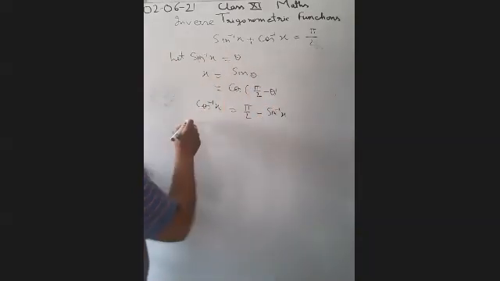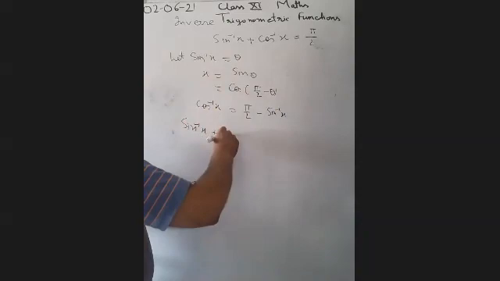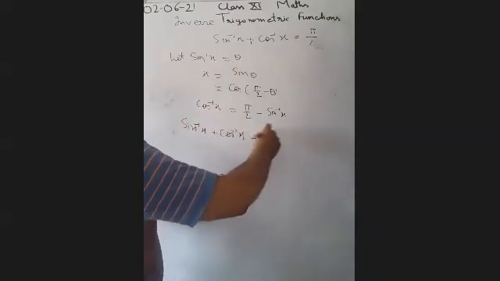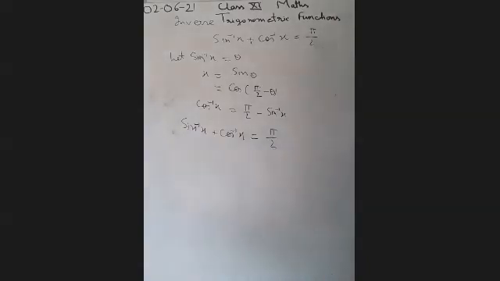So if we take sin inverse x to the left hand side, it becomes sin inverse x plus cos inverse x equal to pi by 2. This we have proved just now. So this is the formula. Similarly you have to use it.